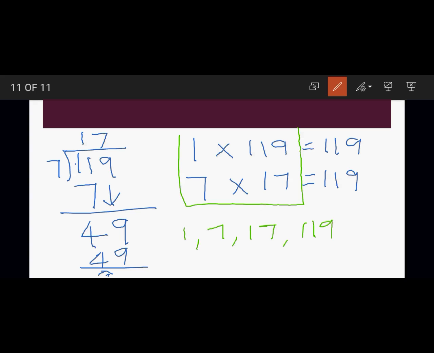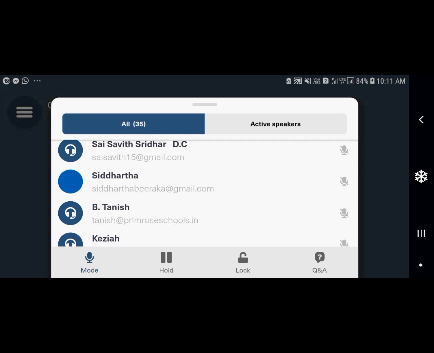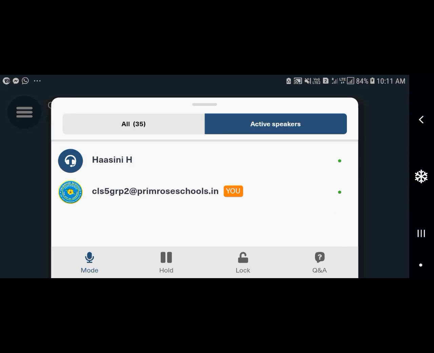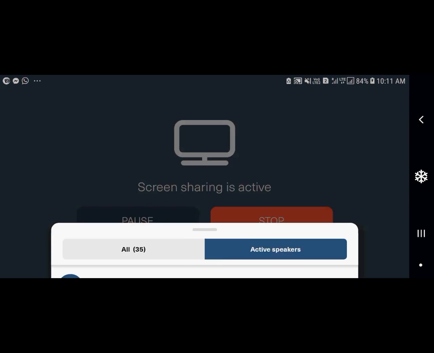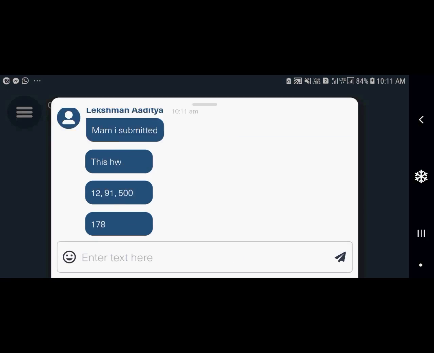Okay, good. So let us get back to question number 2. So what are the composite numbers now? The numbers that are having more than 2 factors are called composite numbers. Let me call out a student. Siddharth, can you please unmute? Others, please mute your call. Siddharth, quickly unmute and tell me the answer for the second question. Others, please check your answers.